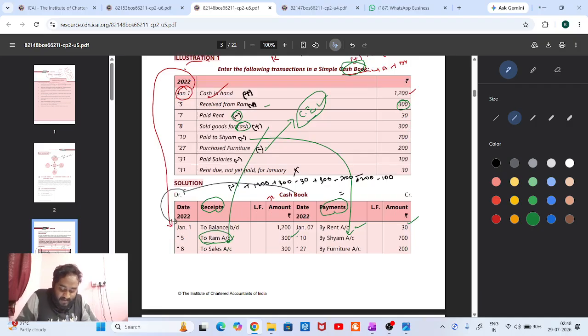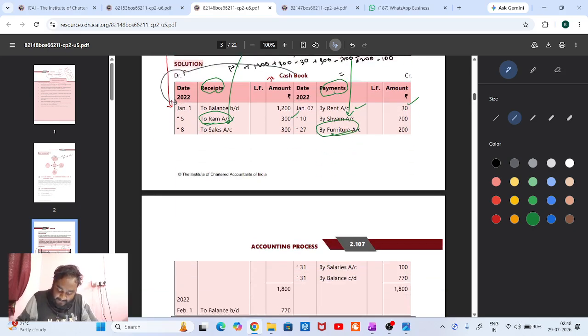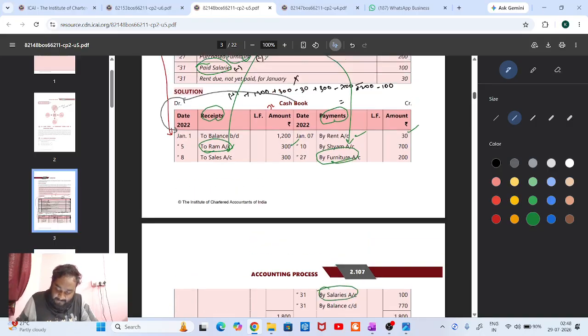And purchased furniture, it is an expense. I mean, it is a payment. Paid salaries, it is also a payment.